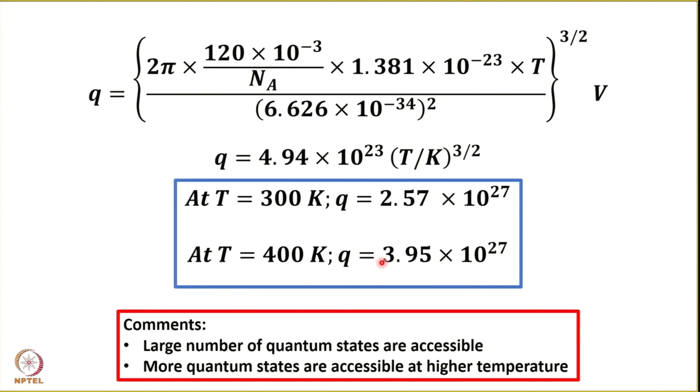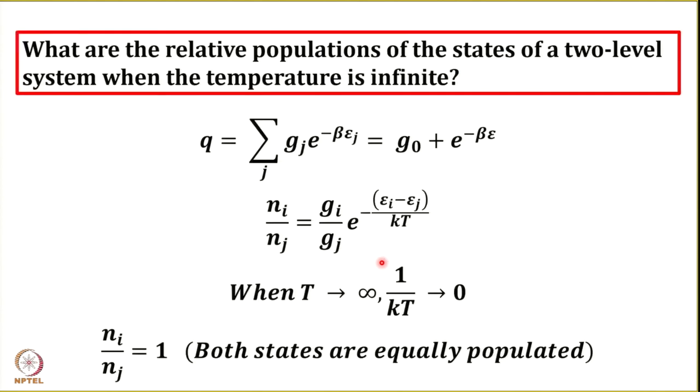Let us now have another problem discussed. The question is, what are the relative populations of the states of a two-level system when the temperature is infinite? In fact, I have already discussed these kinds of problems by taking a two-level system and a three-level system. But why I am deliberately putting this question again on this slide is that, remember that in the previous lecture I said that if there is a particular level which has a degeneracy, that means two or three states have the same energy, then that level is degenerate, g-fold degenerate.